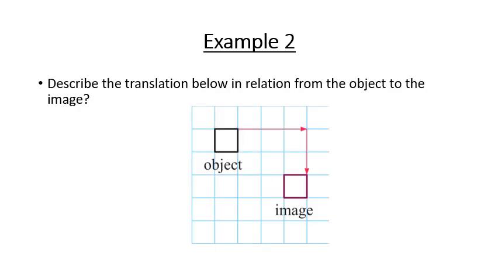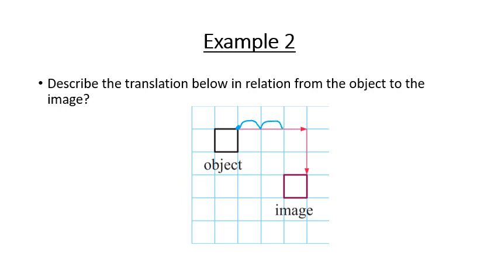Now sometimes rather than moving an object, you'll already have the movement, but you need to describe what the movement is. So here's an example where it says, describe the translation below in relation from the object to the image. Now essentially all we need to do is pick one point in that object. So let's choose this corner here.